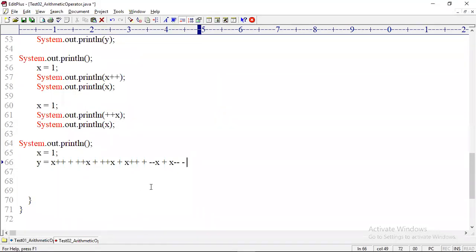Whenever you are using multiple plus, you have to show the gap difference. Without gap, if you write, the compiler is confused which side plus plus should be considered, and it gives an error. I've given a statement, a big statement like this. Now you try answering yourself and I will help you also. Come on, try yourself. First you try, later I'll help you.